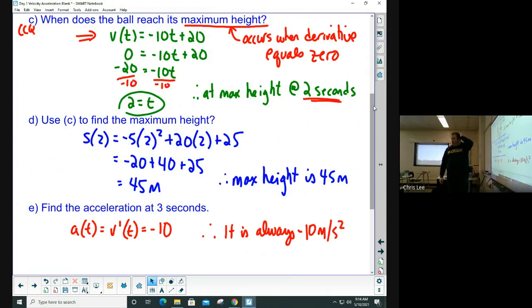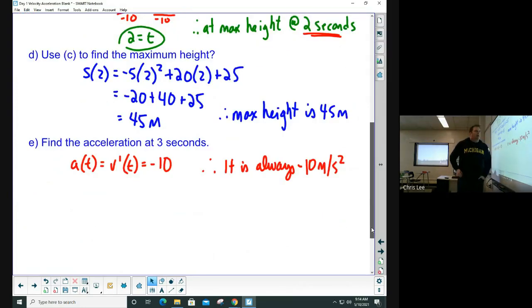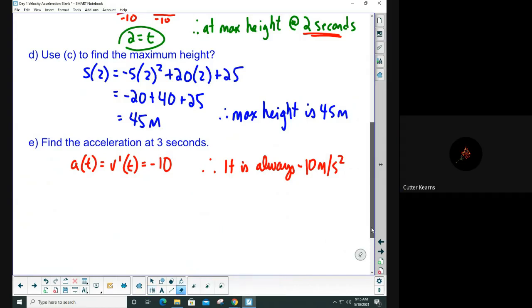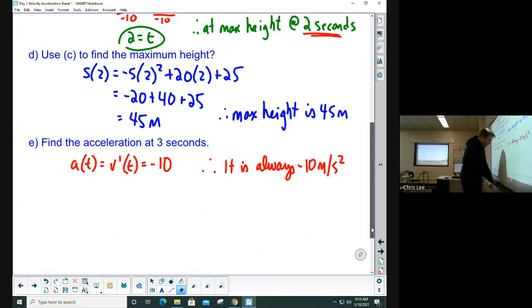Now, for our physics people in the crowd, we should probably be looking at this and saying, something's wrong. Not anything we did wrong in the question, not anything we did wrong with our math, but maybe something that was wrong in the original question. The acceleration is gravity, so shouldn't it be 9.81 instead of 10? Exactly. Thank you, Cutter.